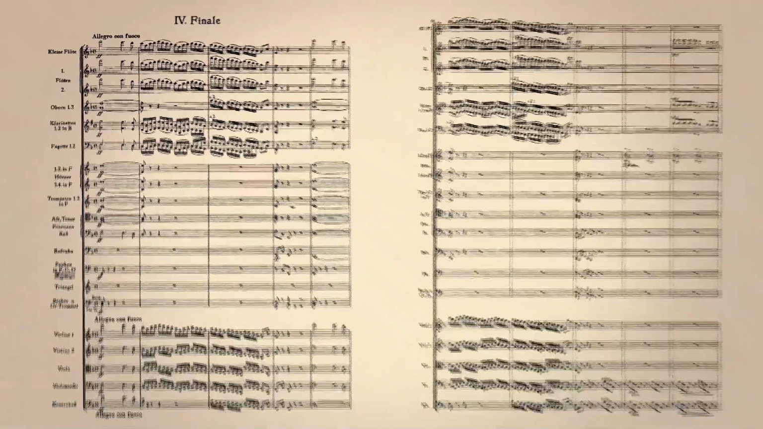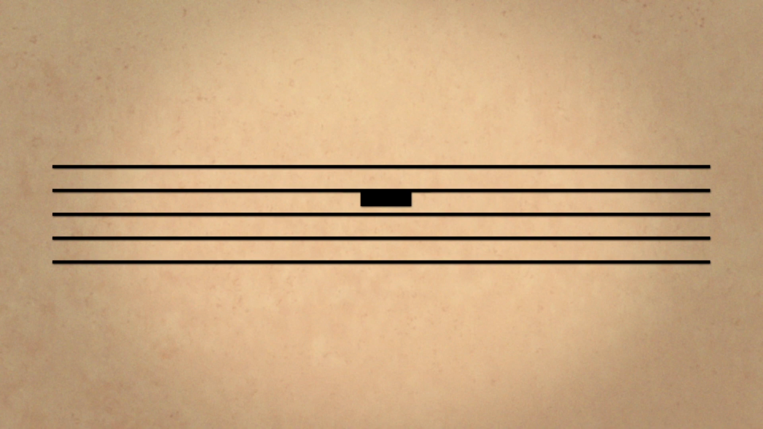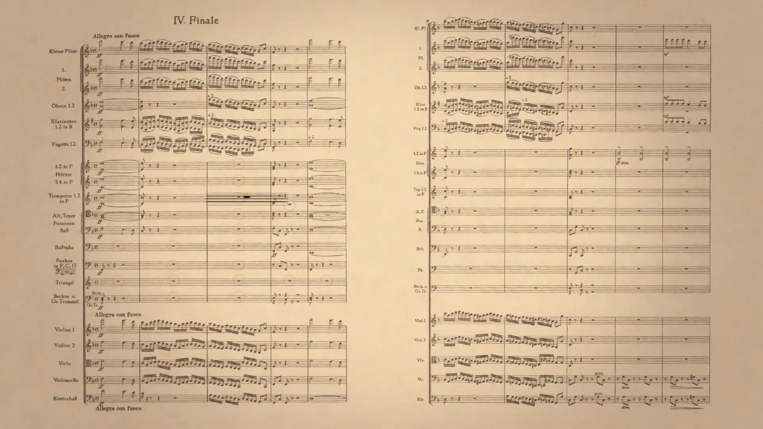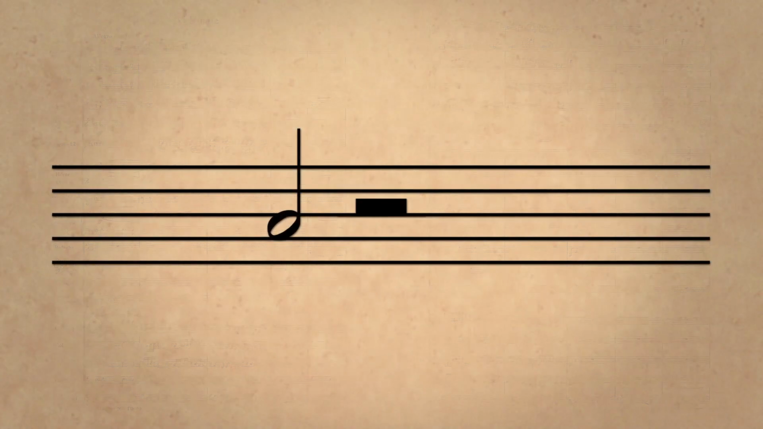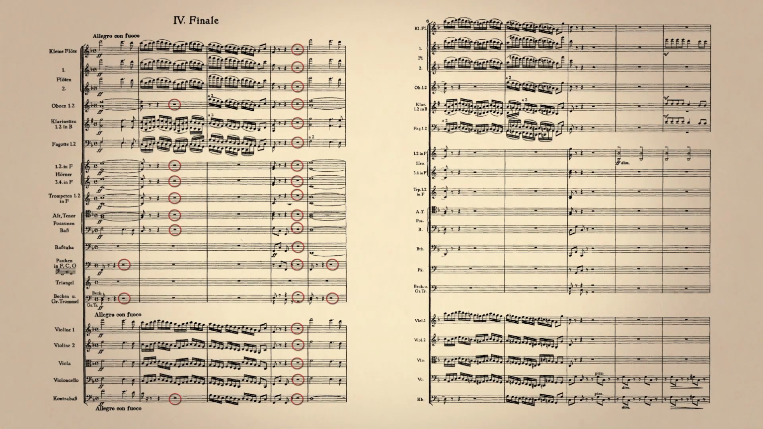We notate these silences with what we call rests. Each note value has a corresponding notation for a rest. A whole note rest is a rectangular block that sits below a line. A half note rest is a rectangular block that sits on top of a line.